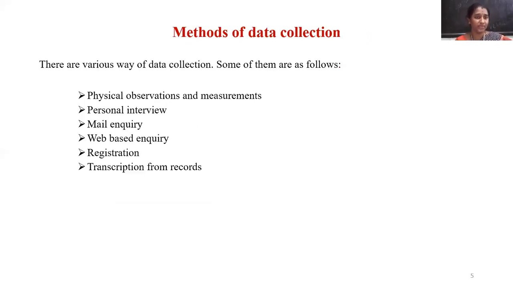And the last one is the method of data collection. There are various ways of collecting the information. Nowadays we are using many ways to collect information, but there are some important types. The first one is physical observation and measurements. We directly measure the information. For example, BP level, sugar level. If they are collecting such information, that is measured data. What is your height? What is your weight? So if data is collected based on that, that is a physical observation measurement.